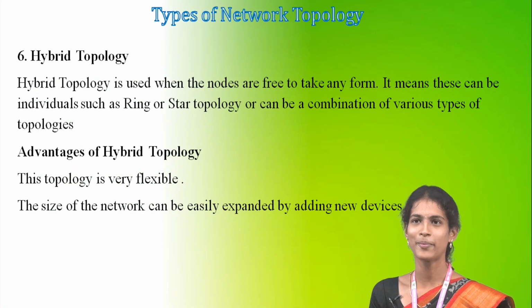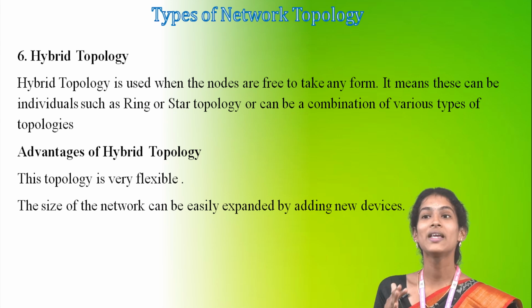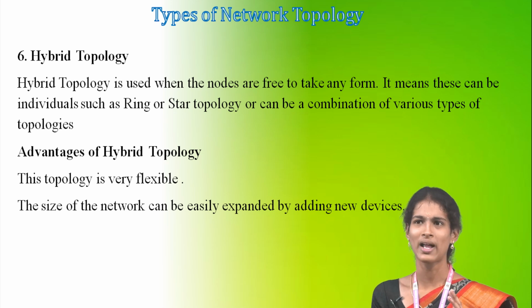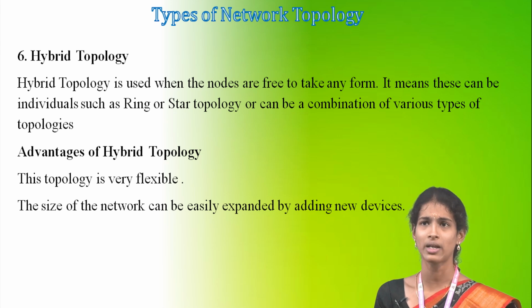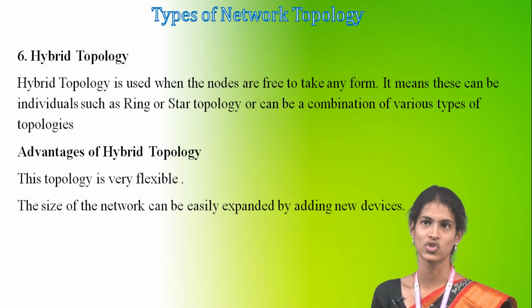The last, hybrid topology. Hybrid topology is used when the nodes are free to take any form. It means that this can be divided into individual topologies such as ring or star topology, or can be any combination of various types of topology. Above is the structure of hybrid topology.